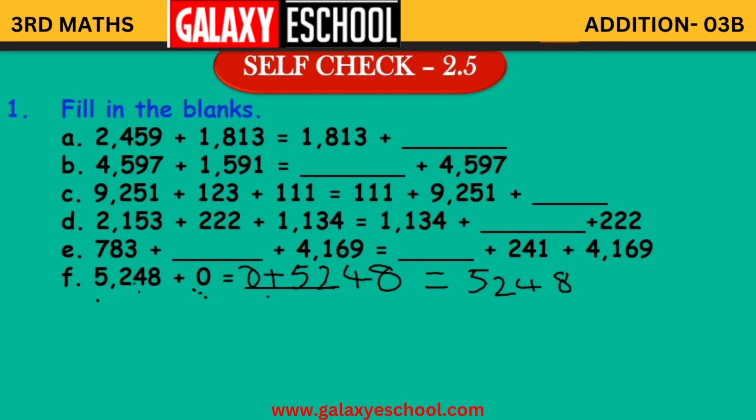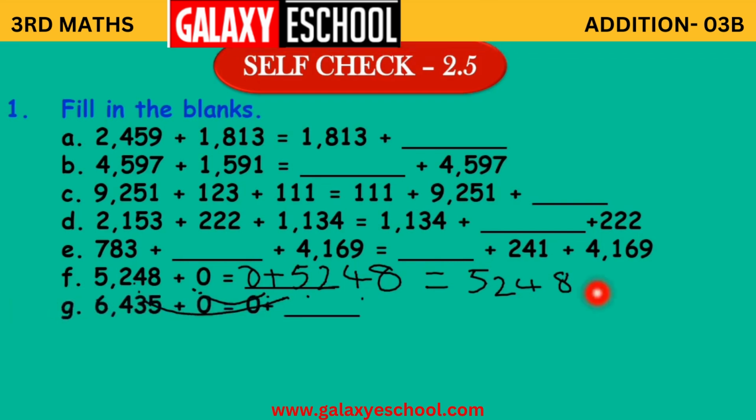5248 plus 0 can be written as 0 plus 5248, which is further equal to 5248 only. See, no matter what, as we are adding 0 in both the cases, the answer will be the number only. Now moving on to question number G.